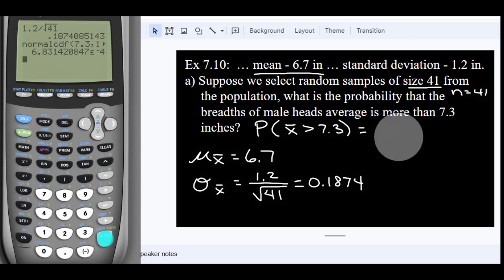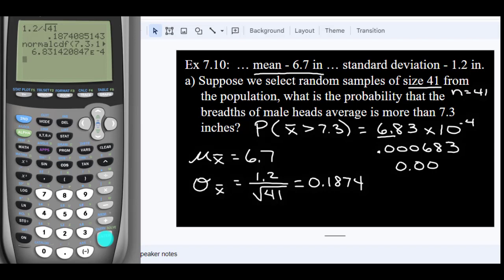Okay, so let me write it out here first and then we'll convert it. So it's 6.83 times 10. And again, remember, you can't have a probability bigger than 1. So if you see 6.83, it tells you there's something going on here. Times 10 to the negative 4th. That means we move the decimal point over 4 spaces. That's going to give us 0.000683. So if we round that off to 4 decimal places, which is what we usually do, it'll be 0.0007 for our probability that the sample mean is greater than 7.3.